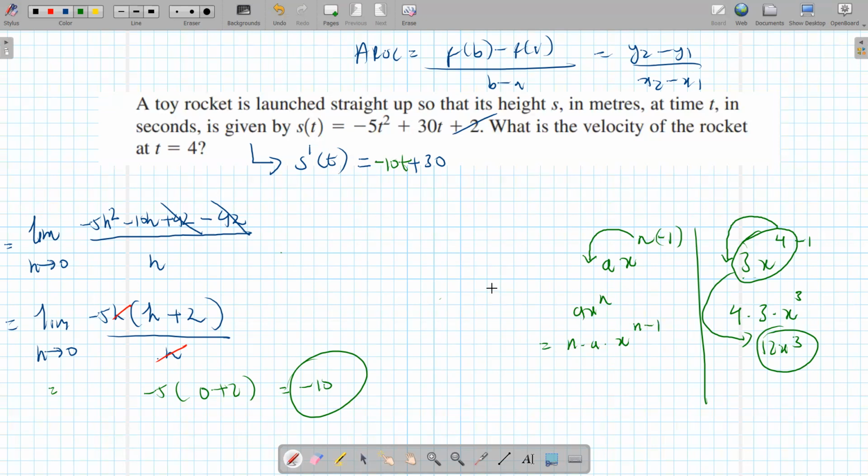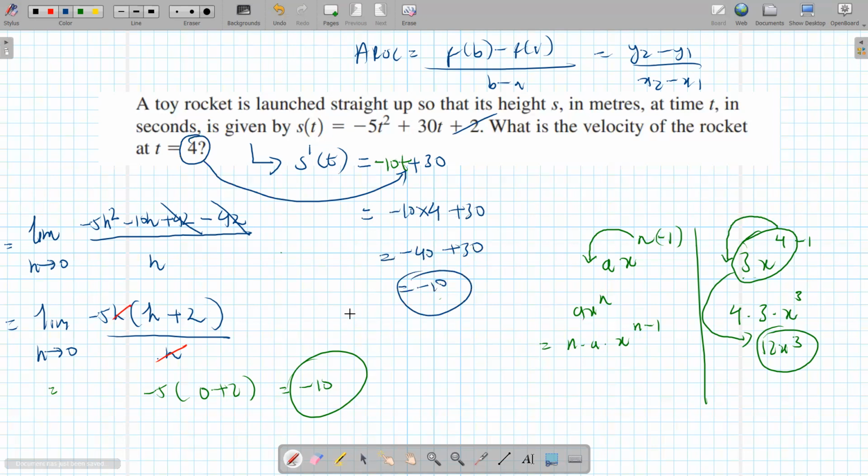And what's the importance of this? Well, once you have the derivative slope function, you can just straight up plug 4 in there. Whatever the x value is, you plug that in. So let's do that. Negative 10 times 4 plus 30, it'll be negative 40 plus 30. It's negative 10, you see? It's super quick. You don't have to do all the limit, all this junk.